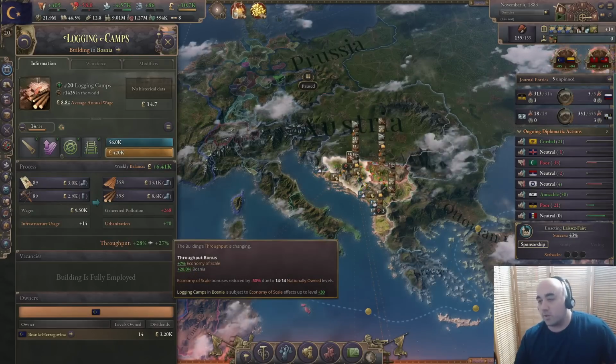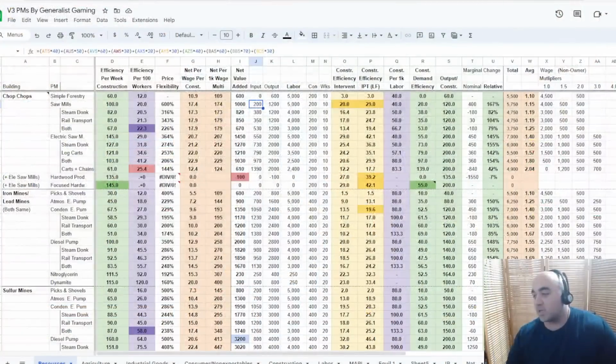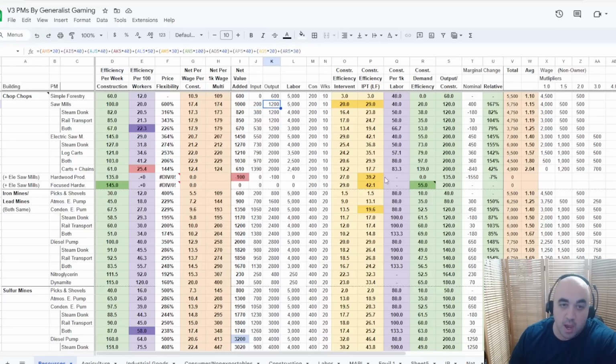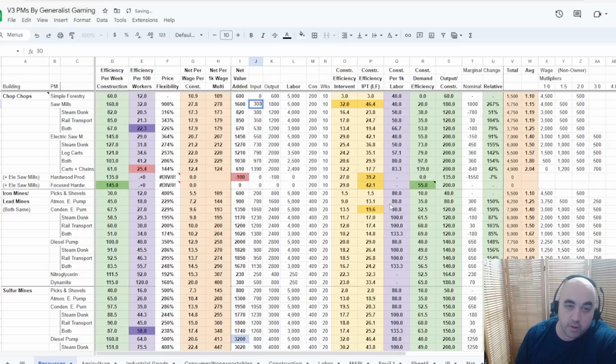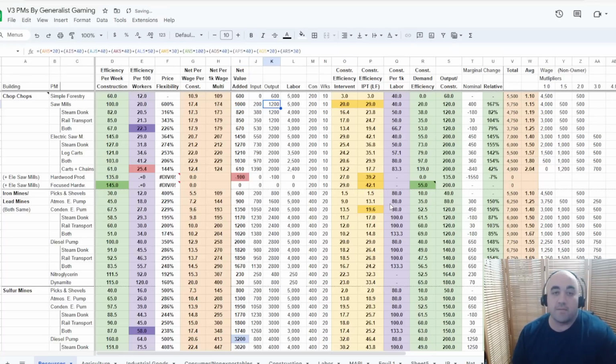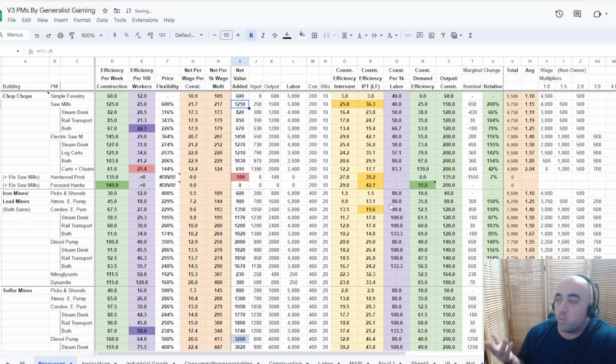To illustrate what exactly this means, the max economies of scale throughput bonus you can possibly have is 50%. So if we were at 50% on a building, and we had this at 1800 and 300 because we're adding 50%, we would have a net value added of 1500. If instead of adding 50% we added 25%, we would be getting 1500 and 250, and we would see that we are gaining half as much as we otherwise would be, which effectively shrinks your economy by a very large margin.